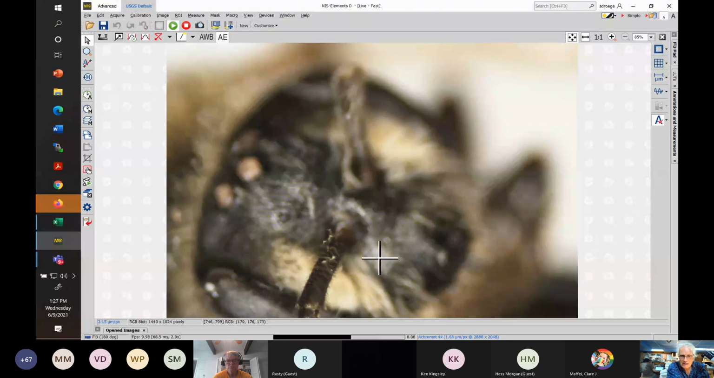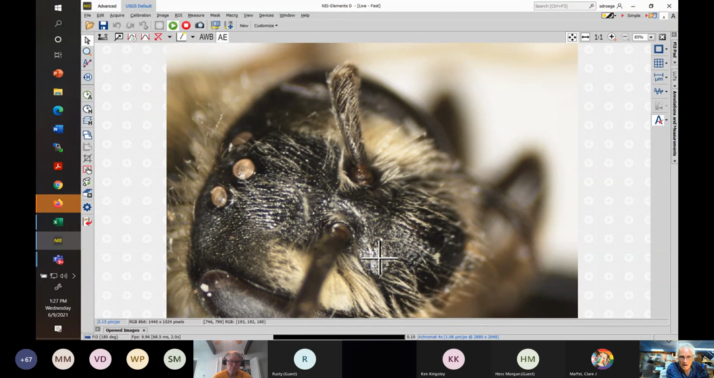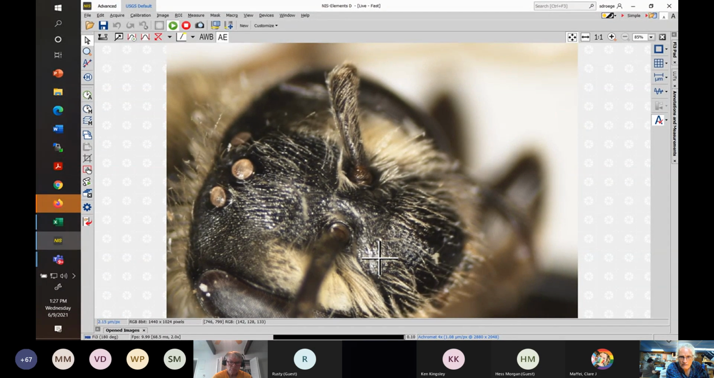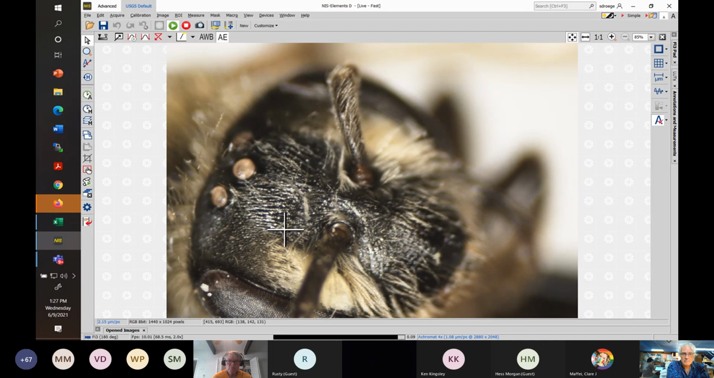But as you can see here, even though I'm on the highest power we have, for the life of me, I cannot find a suture at all. And that's the general problem. The surface of the integument is dark. You already have a lot of surface sculpturing going on. There is the busyness of all the hairs. So you can spend unbelievable amounts of time looking for the subantennal sutures.